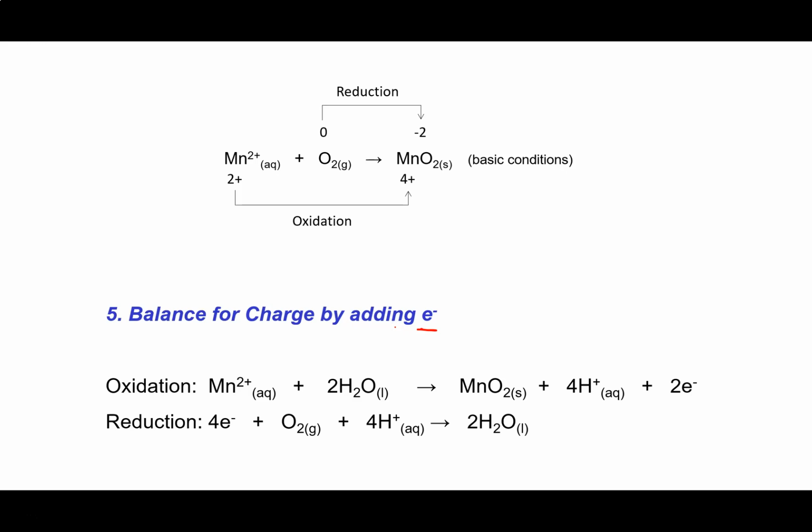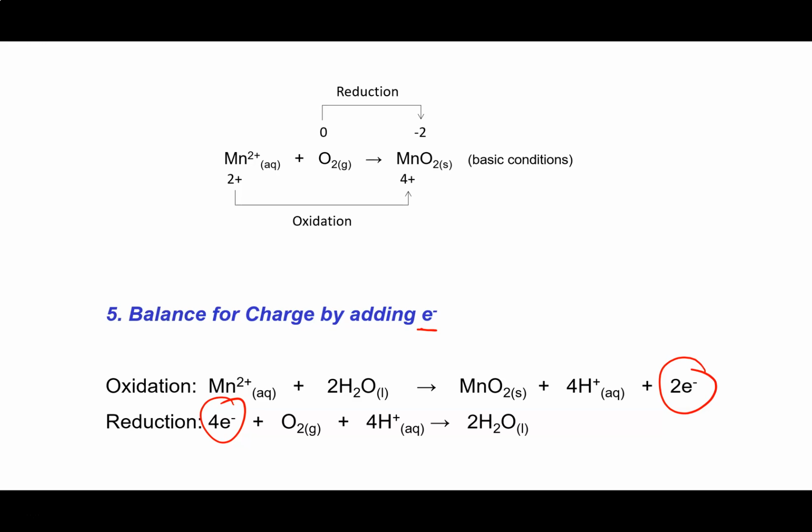So I added my electrons in. I need 2 electrons on the right-hand side to be added to my oxidation half reaction, and 4 electrons to be added to the left-hand side of my reduction reaction. These electrons should always end up on opposite sides of the arrow. For the oxidation, electrons should be a product because electrons are being lost. For the reduction, the electrons should be a reactant because the electrons are being gained.